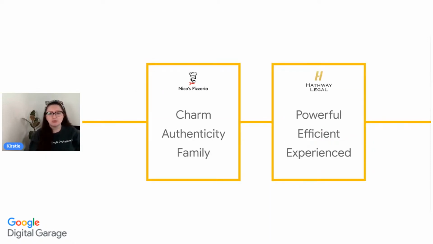So again, with our examples, Nico's Pizzeria: charm, authenticity, family. And then Hathaway Legal: powerful, efficient, experienced. What 3 words? And again, you don't have to immediately come to the top 3 words. Have a go at writing some lists about your business. What are the words that I would want to describe my business as?